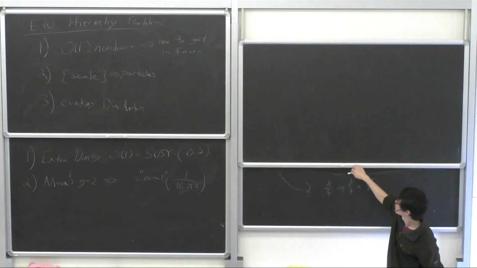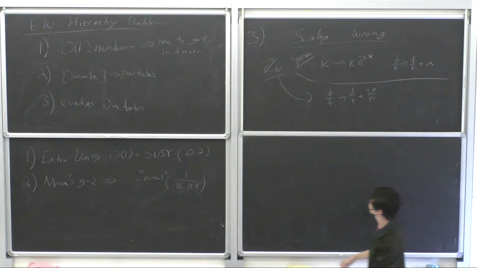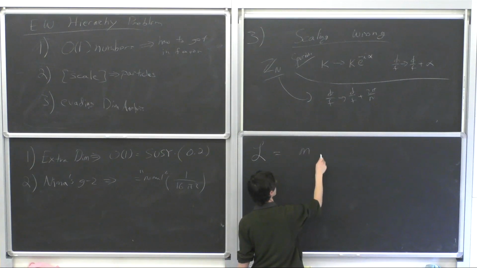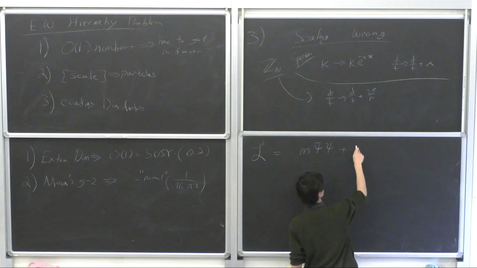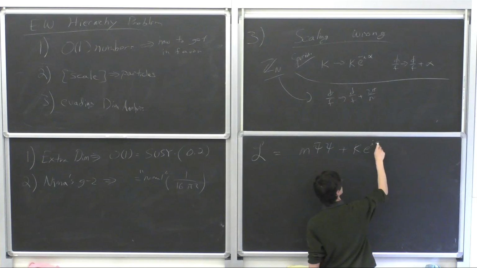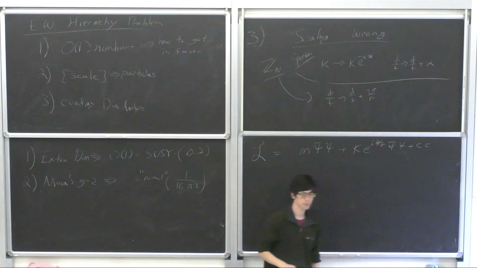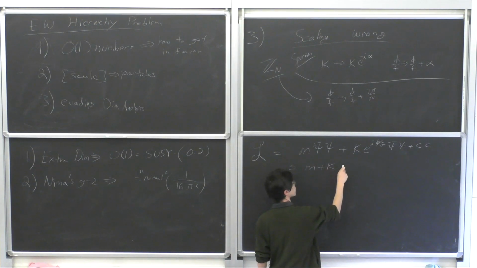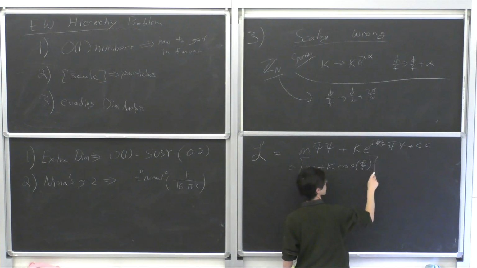And let's write a theory coupling this to a fermion. We're going to have m fermion psi bar psi. We're going to have a dimension 1 guy coupling to it. So this plus its Hermitian conjugate again, kappa e to the i phi over f psi bar psi plus complex conjugate. So this is secretly m plus kappa cosine phi over f. I'm going to be blasé about the phase.